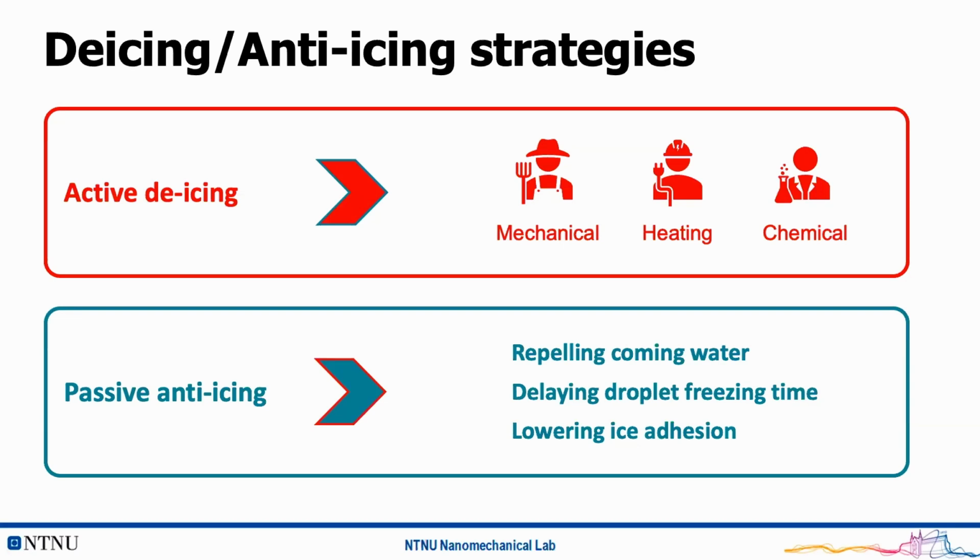So delaying the droplet freezing is also a very temporary strategy. Then we probably have to live with ice. But if we can design a surface which has the lowest ice adhesion, that means by natural wind or by the ice's own weight, it can easily be removed from the surface.